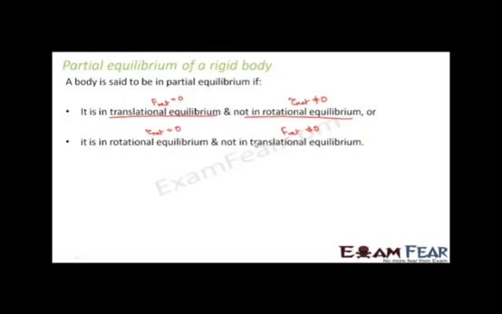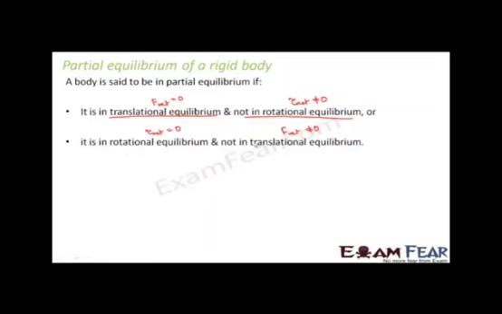In the previous part I said there are two conditions for equilibrium. If one of the conditions is true and the other is false, then we say the body is in partial equilibrium. Now let us take an example of both cases as scenarios.